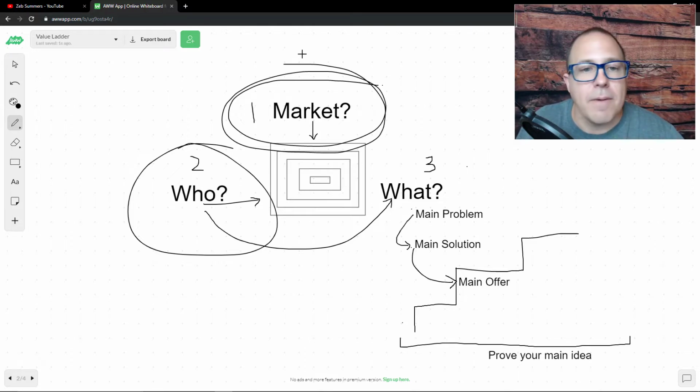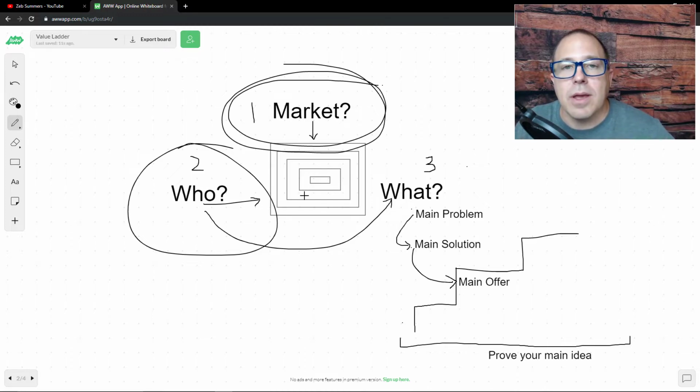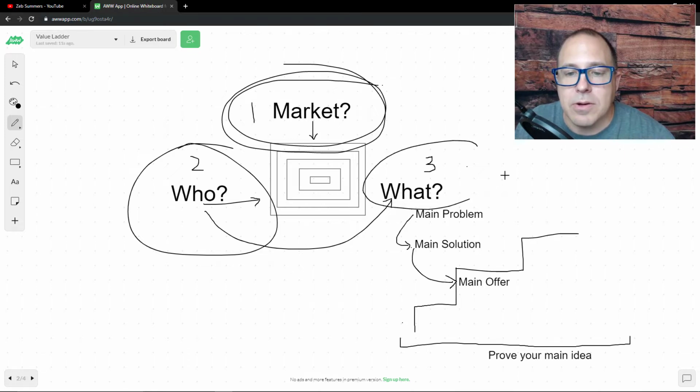All right. So first you go to the market. This is the ocean. All right. There's lots of sharks, whatever. You go here, you explore the market, you find out who you're going to target, and you find out what their problem is. Okay. So these are the three things that make up this whole formula.